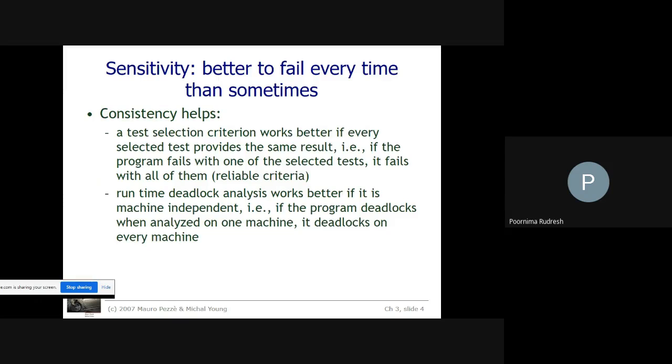Why is this very important? Why has sensitivity said it like this? Sensitivity says that it is better to fail every time than sometimes. Why are we saying this? Because if you consider the cost of detecting and repairing the software fault. When you have developed the software, you have to detect the faults in the developed software. Once the faults are detected, what is the next step? You have to repair those faults, right? Detection of the faults and repairing those faults in the developed software.